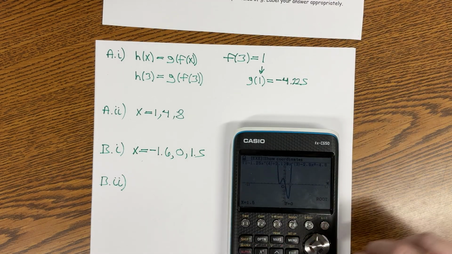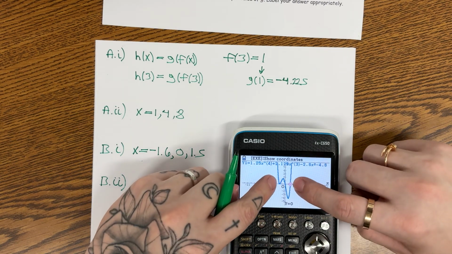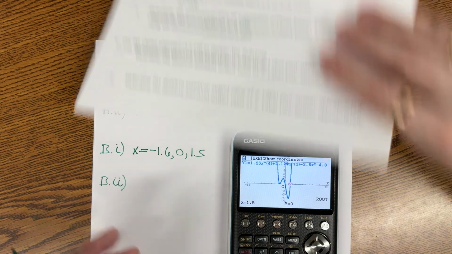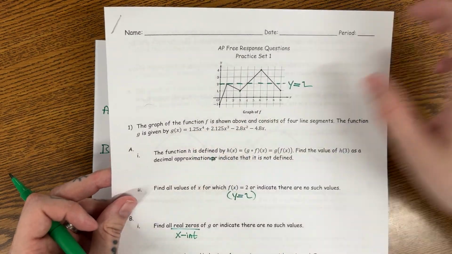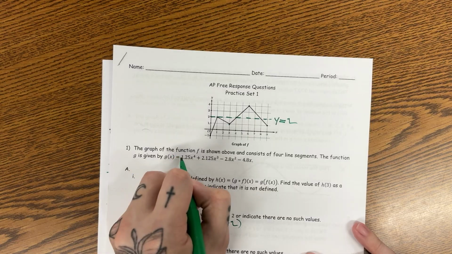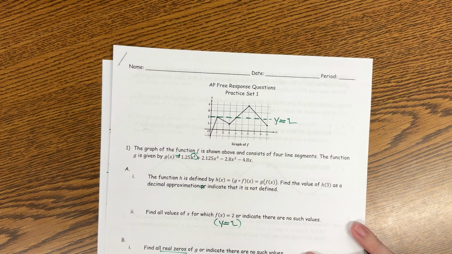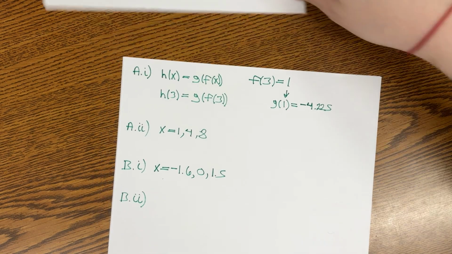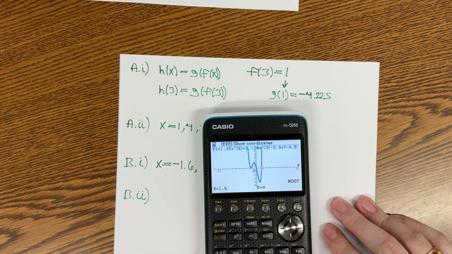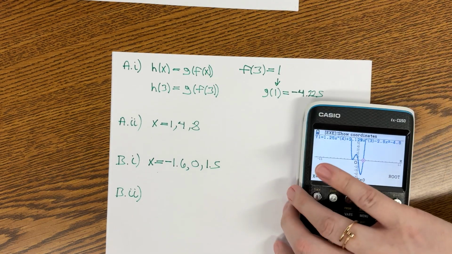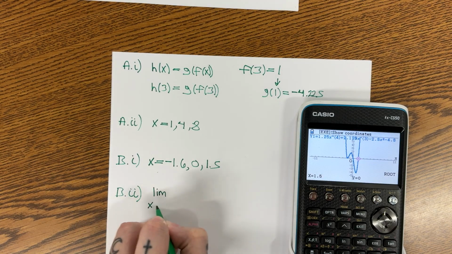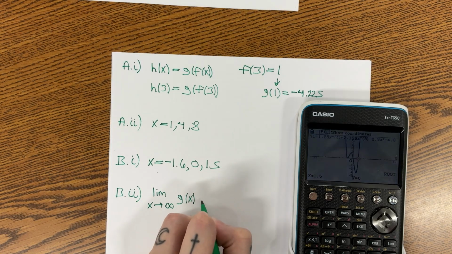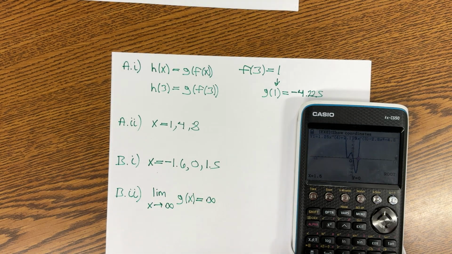So for your limit notation, if I look at my graph here, notice how it's going to be going up and up. If you think back, this is a positive and even function. So my function here is positive with an even degree, which means my end behavior is going to go up and up on both sides. So my limit notation as it increases, I'm going to say the limit as x is approaching positive infinity of g of x is going to equal infinity, since it's going to go up.